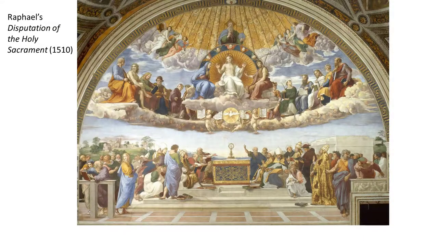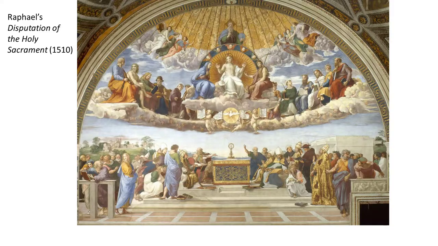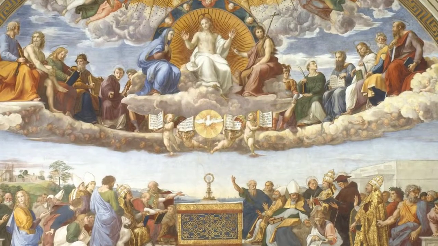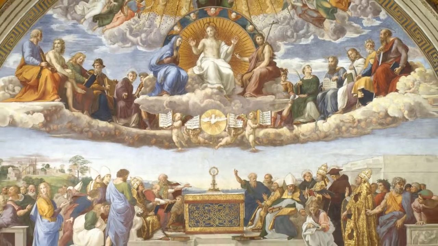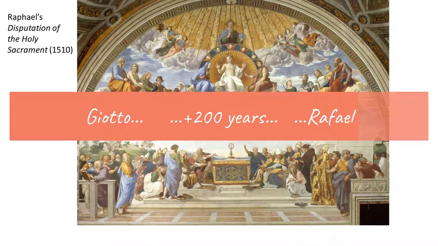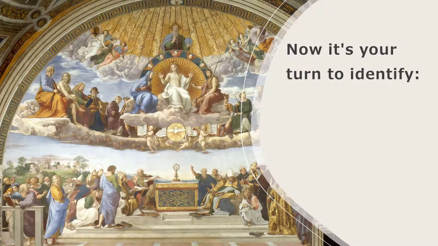So later, in 1510, we have Raphael's Disputation of the Holy Sacrament. Raphael uses all three of these techniques for creating this illusion of depth. We can see how much more realistic this image appears again compared to the Giotto, which had appeared groundbreaking in its realism only about 200 years before. So now it's your turn.